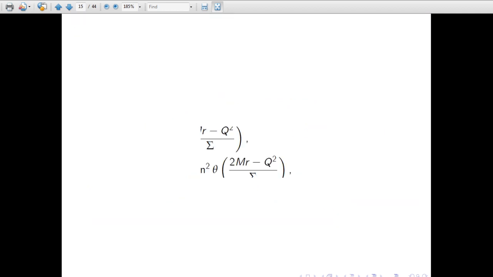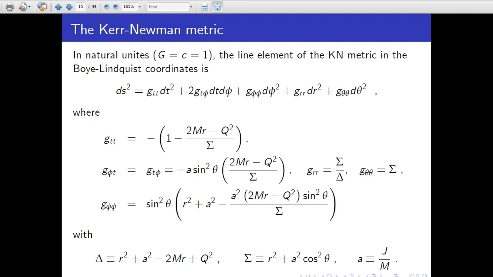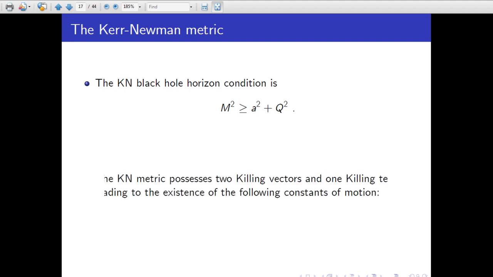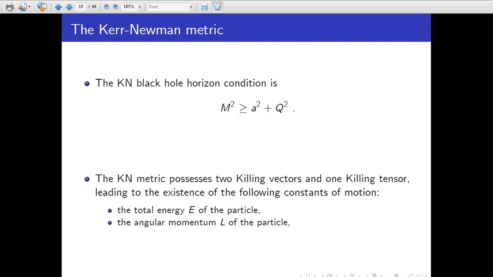We will start, of course, with a review of the Kerr-Newman metric. Here are the components of the Kerr-Newman metric, and here are perhaps the most important characteristics of this metric. Here is the horizon condition. The Kerr metric possesses two Killing vectors and one Killing tensor, and we know from general relativity that each Killing tensor corresponds to a constant of motion, and hence we have three constants of motion: the energy of the particle, the angular momentum of the particle, and the Carter constant.